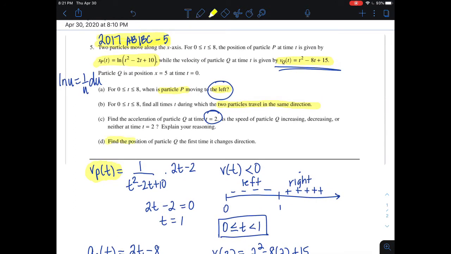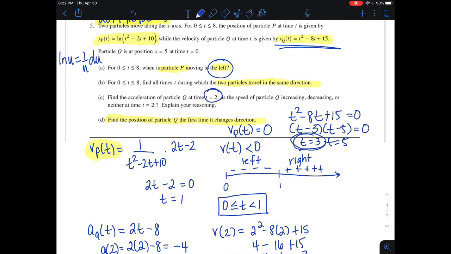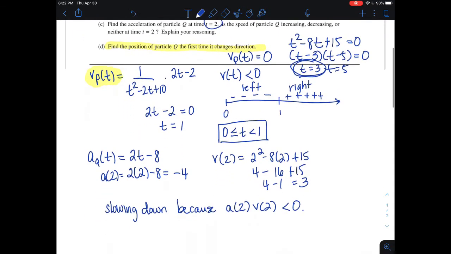Last but not least, and this is where we bring in a little bit of integration, find the position of particle Q the first time it changes direction. So you're going to need to figure out when particle Q changes direction. Look for when the velocity of particle Q is equal to 0. If I take t squared minus 8t plus 15 and factor that, it's t minus 3 times t minus 5. So at 3 and 5 is when the particle stops. Now you would have to check that the sign of the velocity changes to fully know that it changes direction, but you will see that that happens at t equals 3.